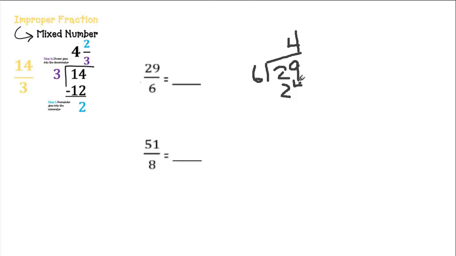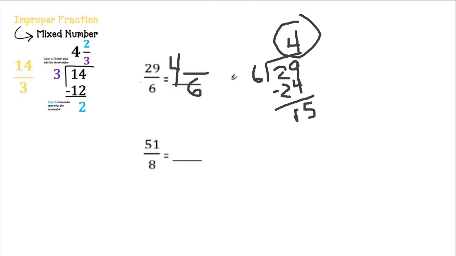So now I have 29 minus 24, 5 left, and that's it. There's no more. That's the remainder. I took out 4 wholes. That's my new thing, 4 wholes. And then my 6 is the denominator, and that remainder of 5 down here is the numerator. And there's your answer. Let's do another one.